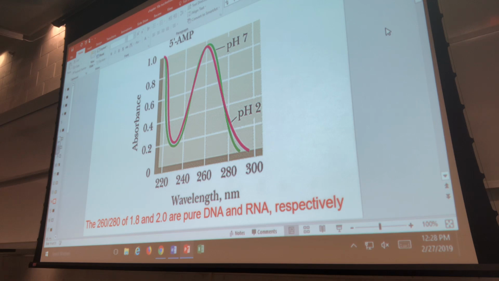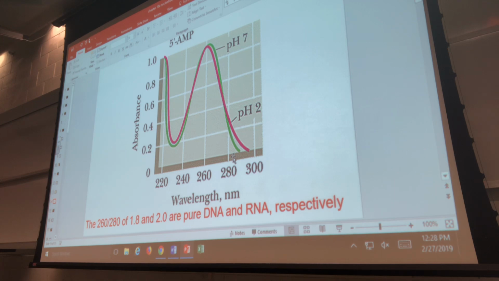So what do I mean by that? Do not worry about memorizing this graph. The most important thing is this statement in red down here, and I'll explain what this means. UV light comes in several different wavelengths. The most important ones are at 260 nanometers, which is right here. And again, I'm just using the graph to illustrate a point. The most important parts are at 260 nanometers and 280 nanometers.